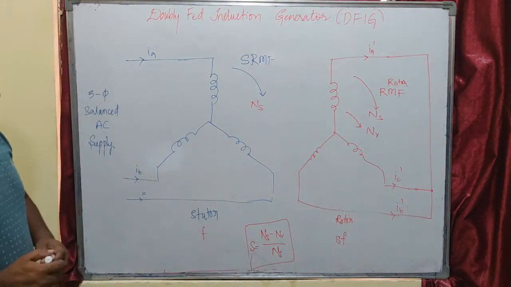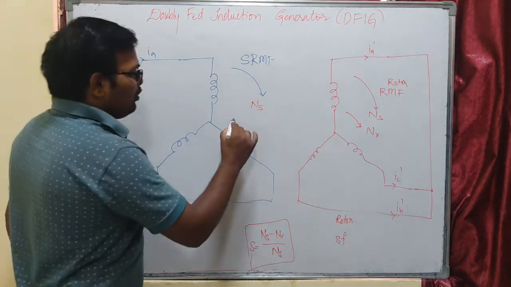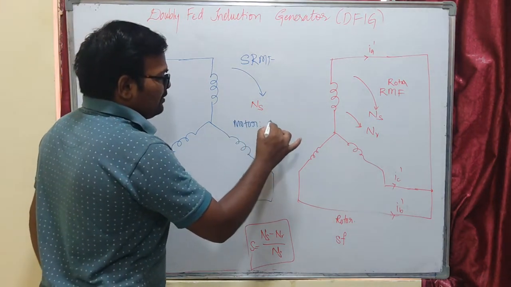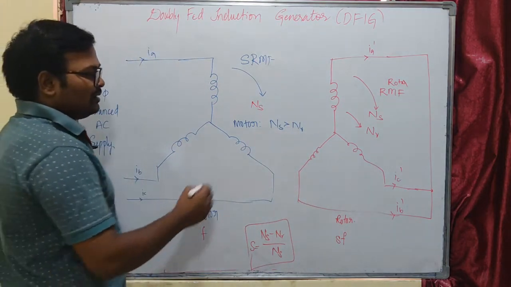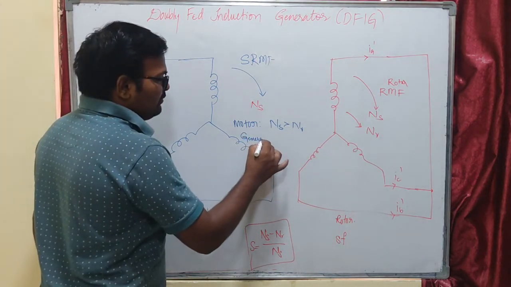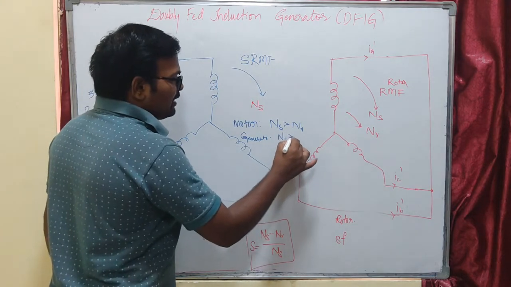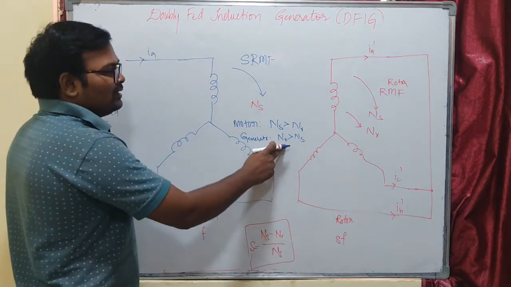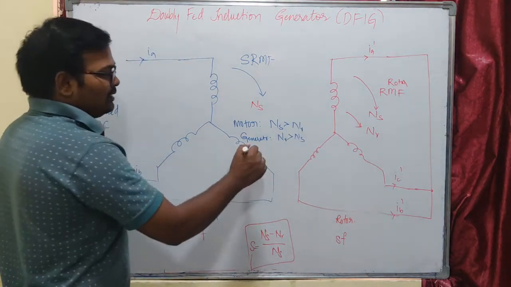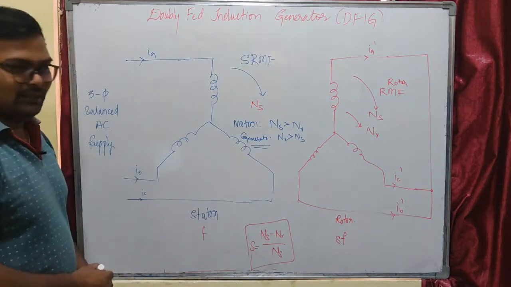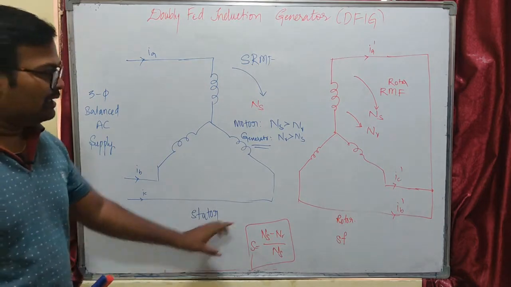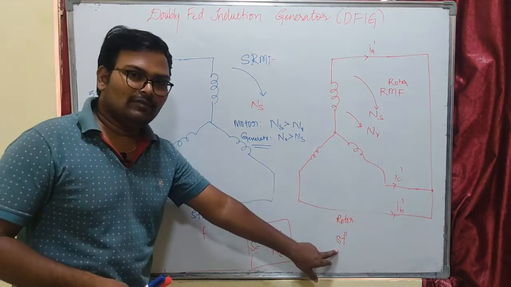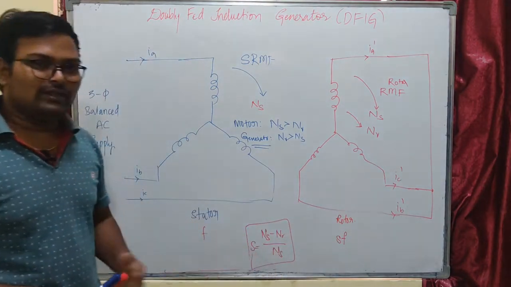Now we know that for motor operation, ns is greater than nr. Synchronous speed is greater than our rotor speed. For generator operation, the difference will be that nr will be greater than ns. When the rotor speed is greater than synchronous speed, the induction machine is operating as a generator. One more thing, our stator operates at the supply frequency f, and the rotor current frequency is the slip frequency, that is s times f, where s is slip. You know that, right?